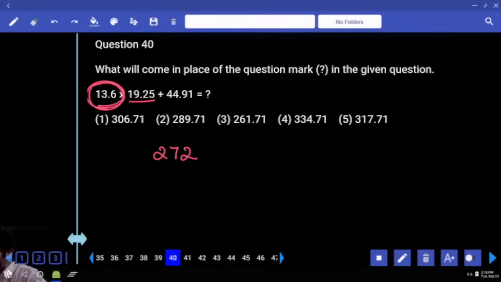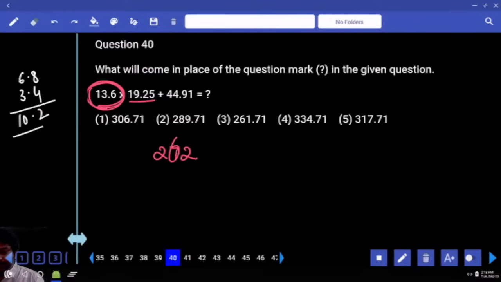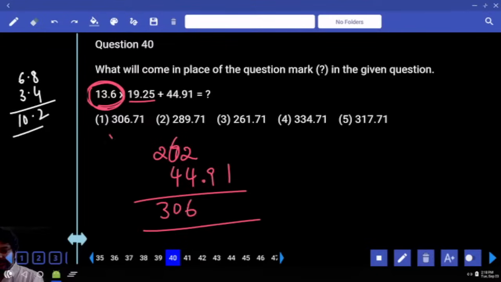100% is 13.6. 50% is 6.8. 5% is 3.4. 25%, అర్థమవుతుందా? 75% is 10.2. 10.2 we have to subtract. Approximately 10 subtracted, 262. And to this you need to add 44.91. అర్థమవుతుందా? Answer should be 306 something only. First option final.